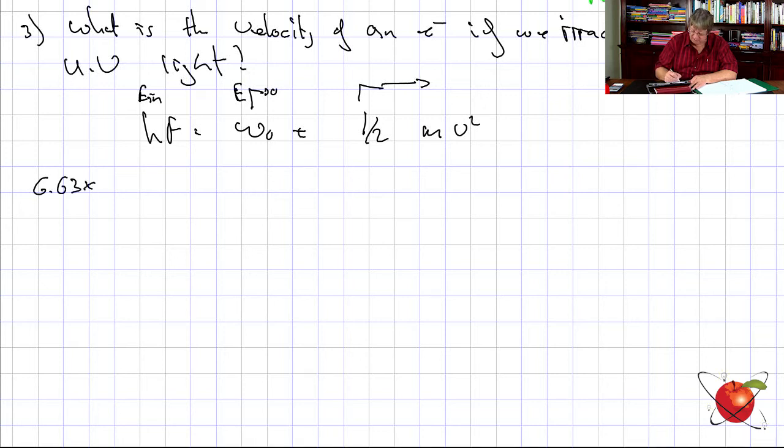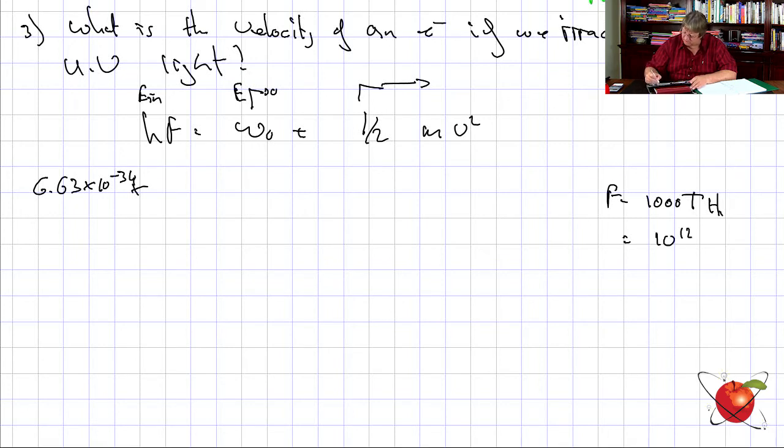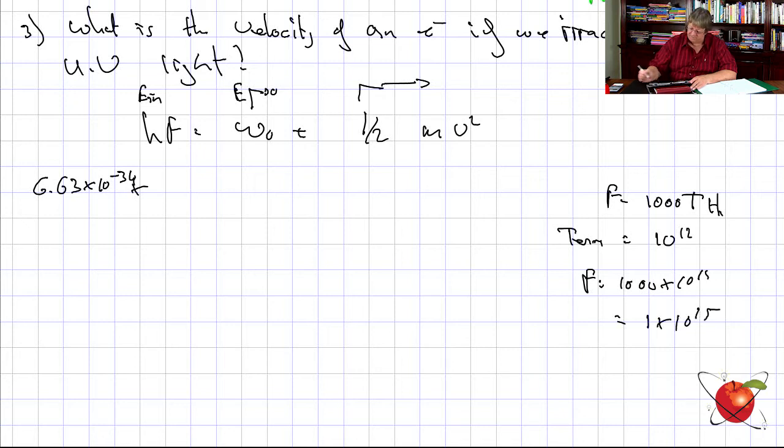Times 10 to the minus 34 times, and now we said the frequency is 1,000 terahertz. Tera is 10 to the 12. So my frequency is 1,000 times 10 to the 12, which is 1 times 10 to the 15. So times 1 times 10 to the 15. My work function was 3.68 times 10 to the minus 19 joules.